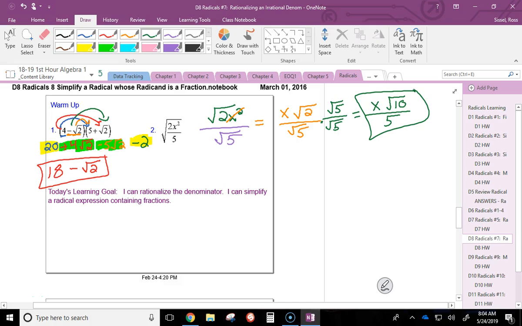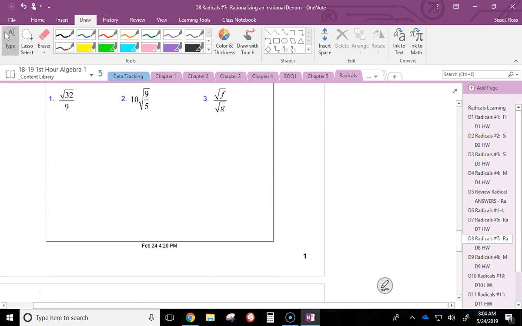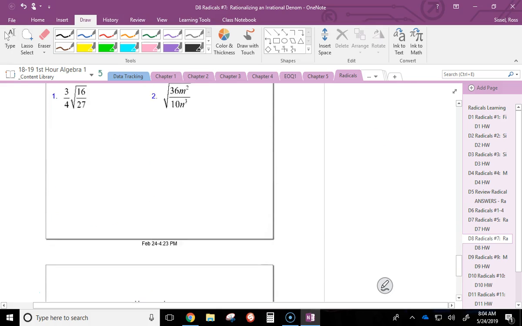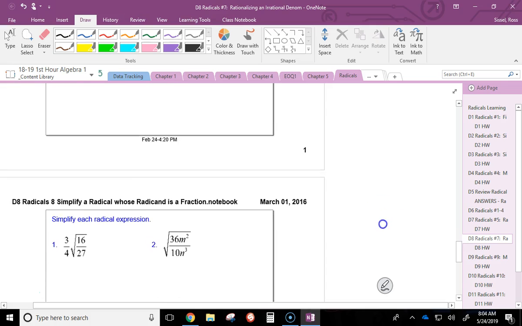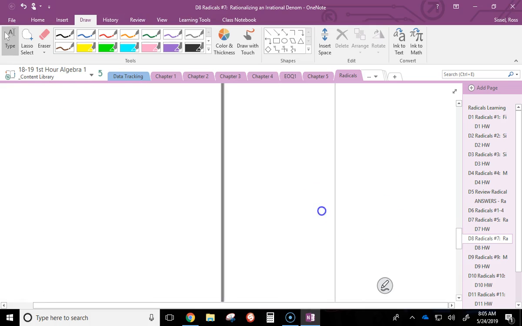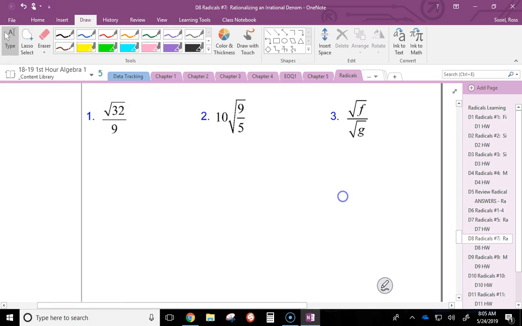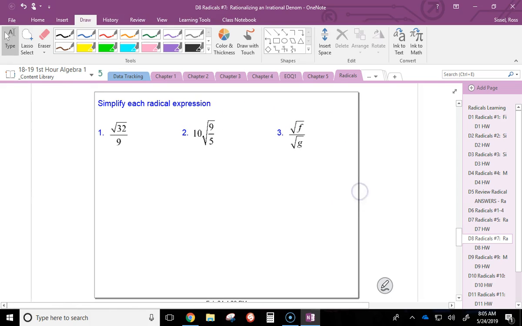Alright, so today I will rationalize the denominator, I will simplify radical expressions containing fractions. There's really not a whole lot of difference on this. And we only have 5 questions we're doing. So make sure you follow along so you get this. All this is going to be about is simplifying.